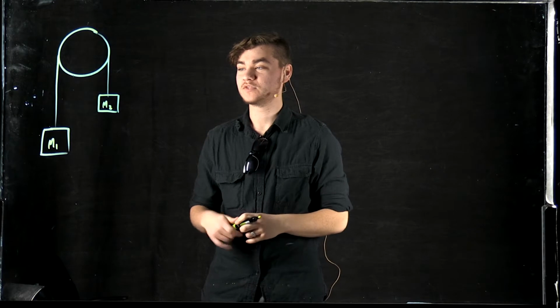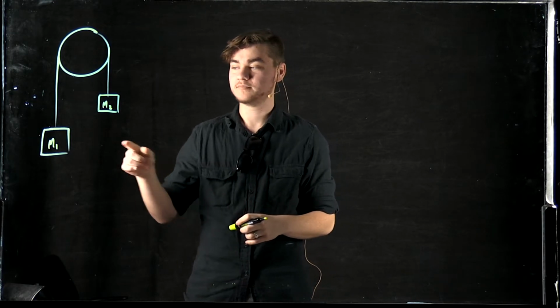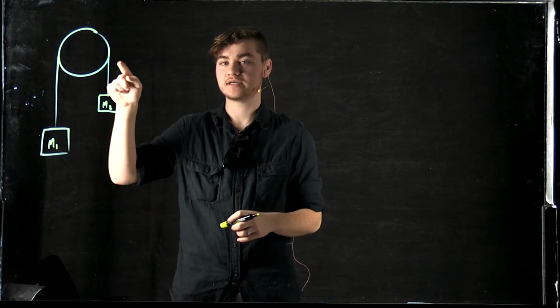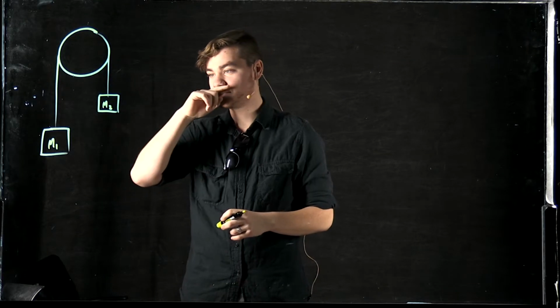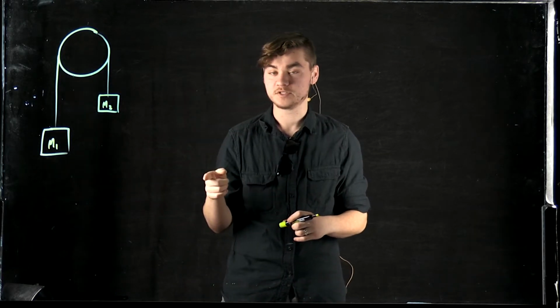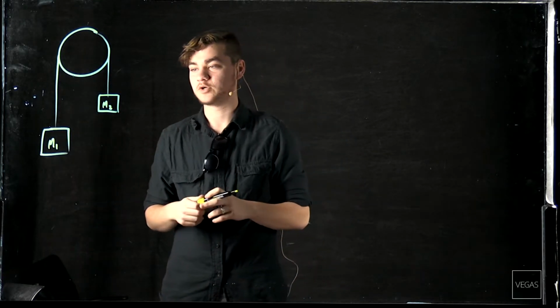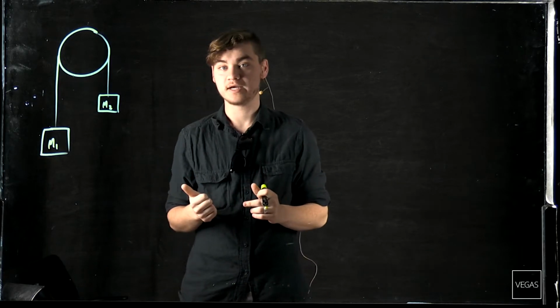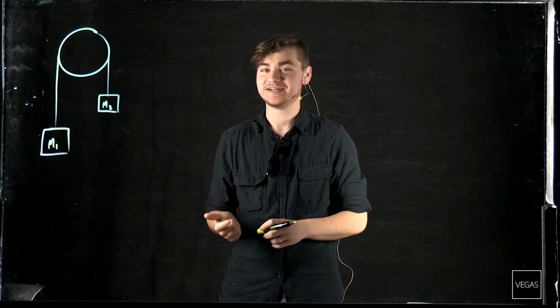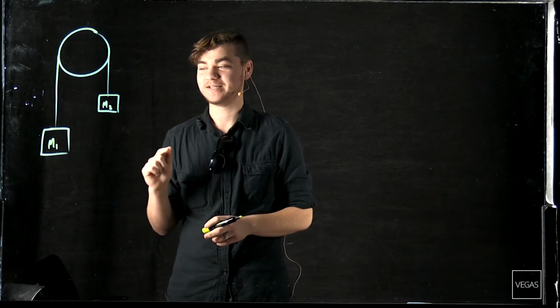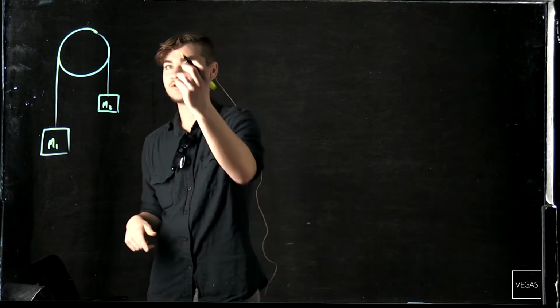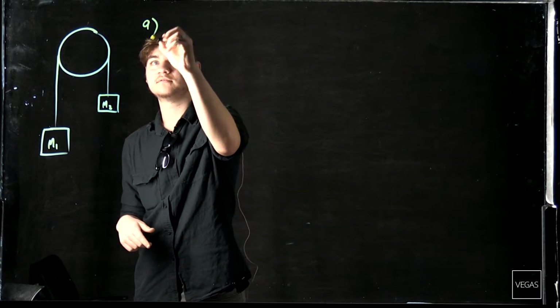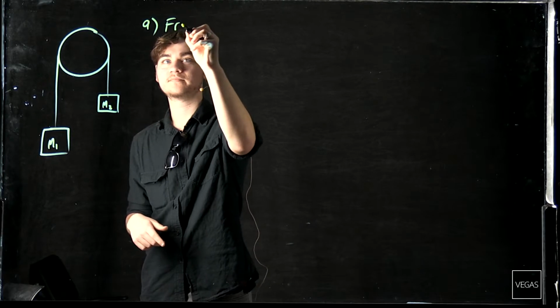So there's two masses supported by a string on a frictionless and massless pulley. Our job for this problem is to first draw a free body diagram, determine the magnitude and direction of the acceleration, and determine the tension force in the string. So part A, we have our free body diagram.